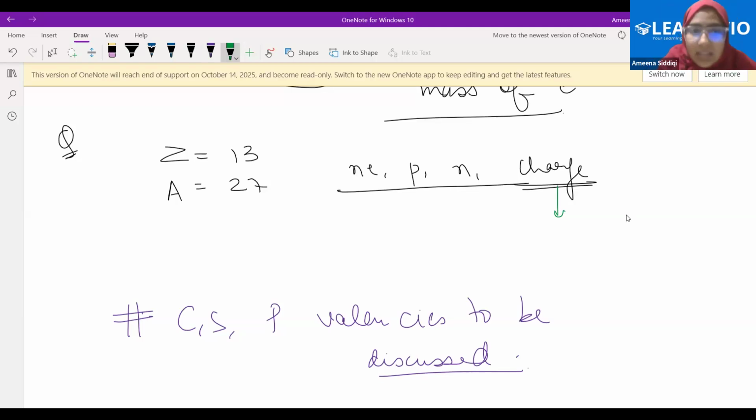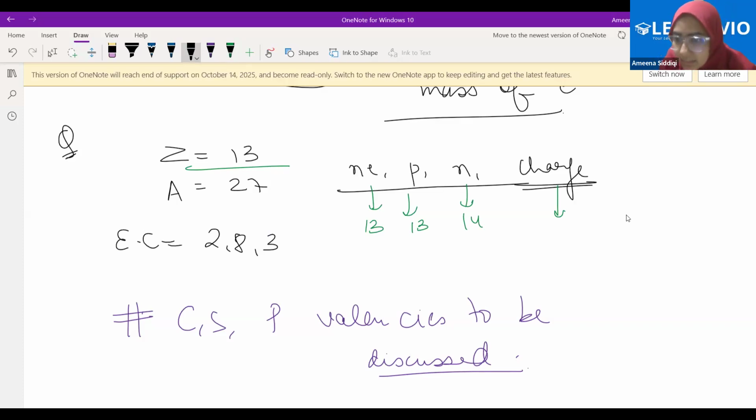When the atomic number is 13, based on this atomic number, what is the number of electrons? 13. Protons, 13. Neutrons, 14, right? What is the charge that we have got? Why did you not do it? See, look here, the electronic configuration will be 2, 8, and 3, right? Because it's 13. So what will it do? It will lose 3 electrons. It will attain a charge of +3. That's it.